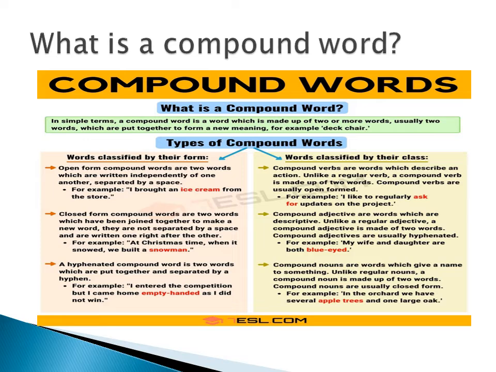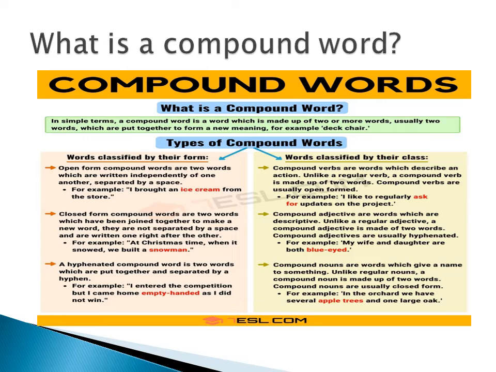The second one is closed form compound words, which are two words that have been joined together to make a new word. They are not separated by space and are written one right after the other. For example, at Christmas time, when it snowed, we built a snowman. A snowman is a compound word, closed form, written together.